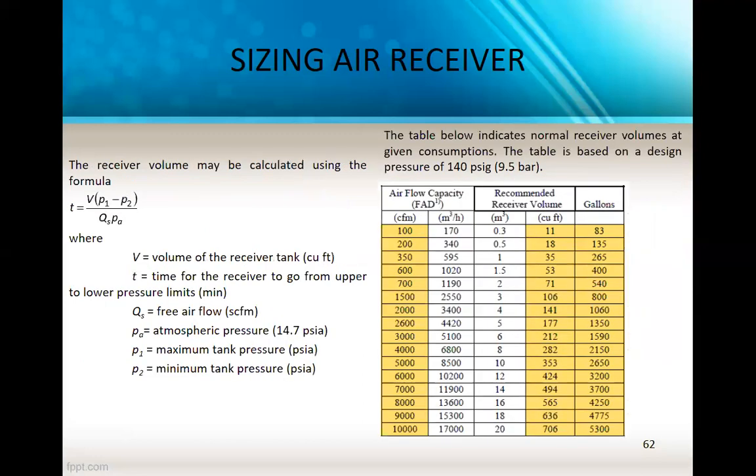The receiver storage may be calculated using the formula t = V times (P1 minus P2) over Qs times Pa, where V is the volume of the receiver tank, t is the time for the receiver to go from upper to lower limit. Qs is the free airflow, Pa is atmospheric pressure, P1 is maximum tank pressure, P2 is minimum tank pressure.